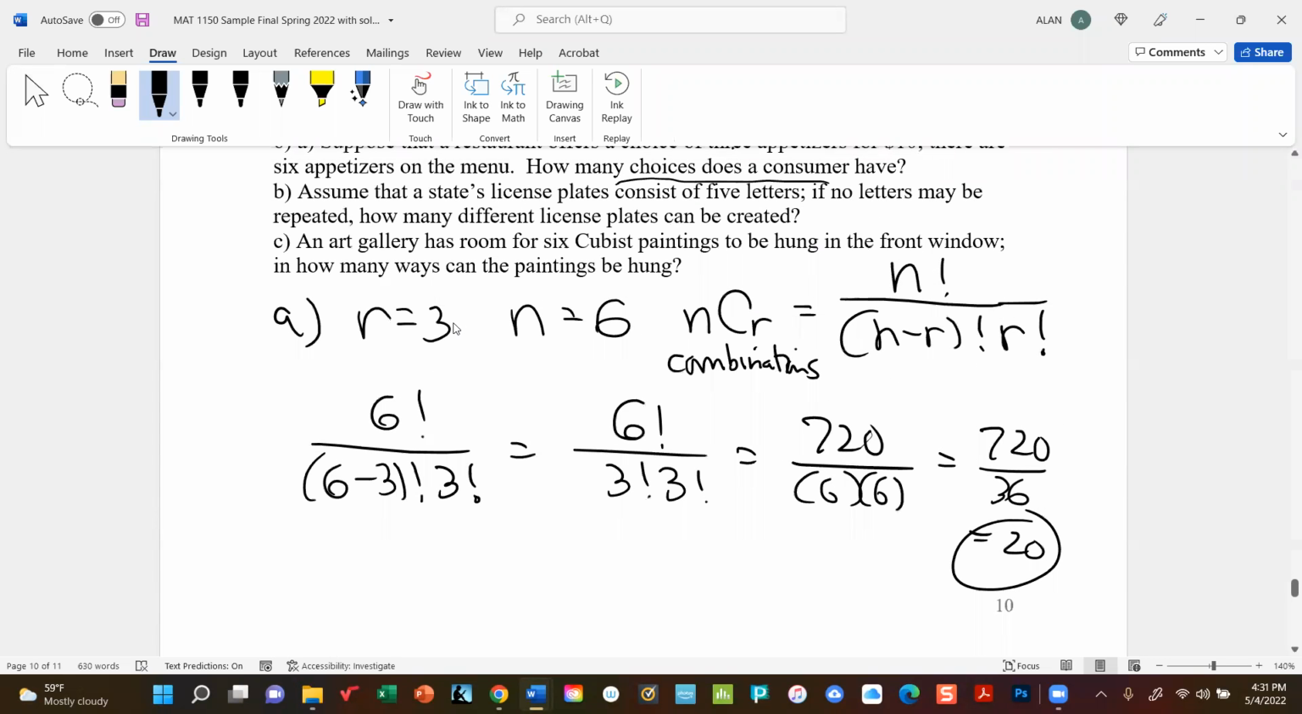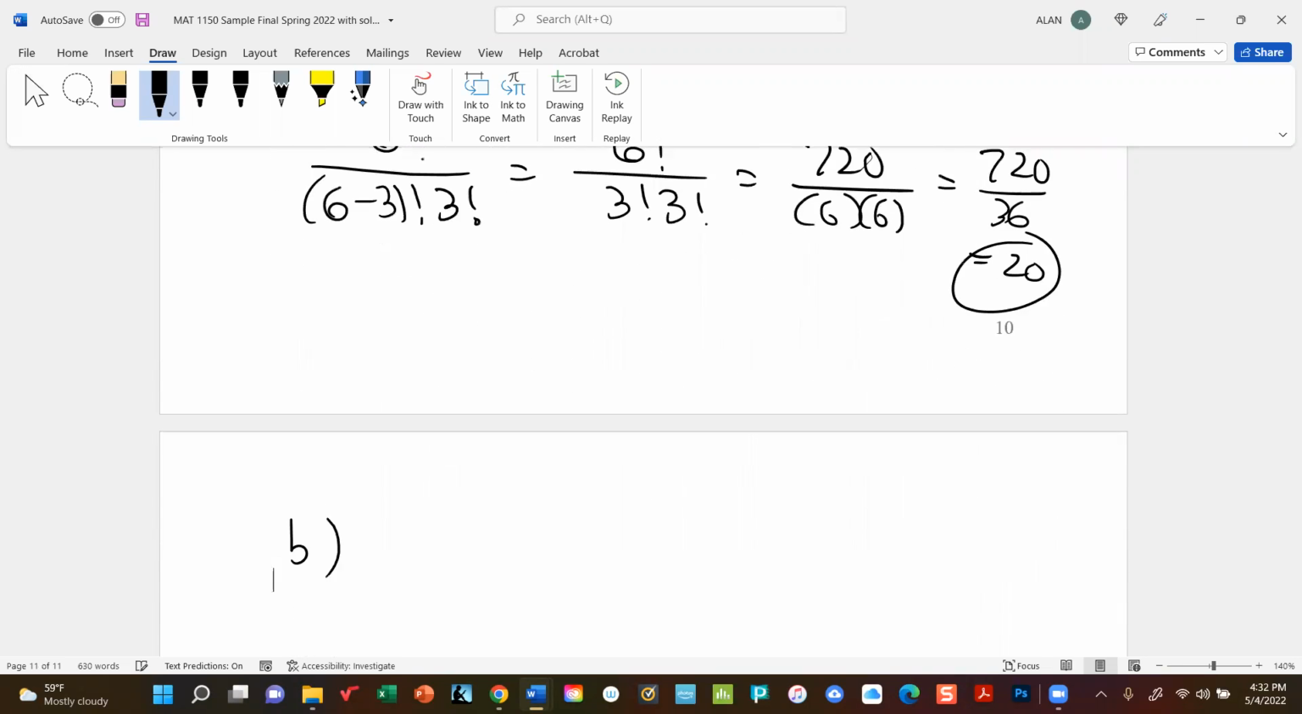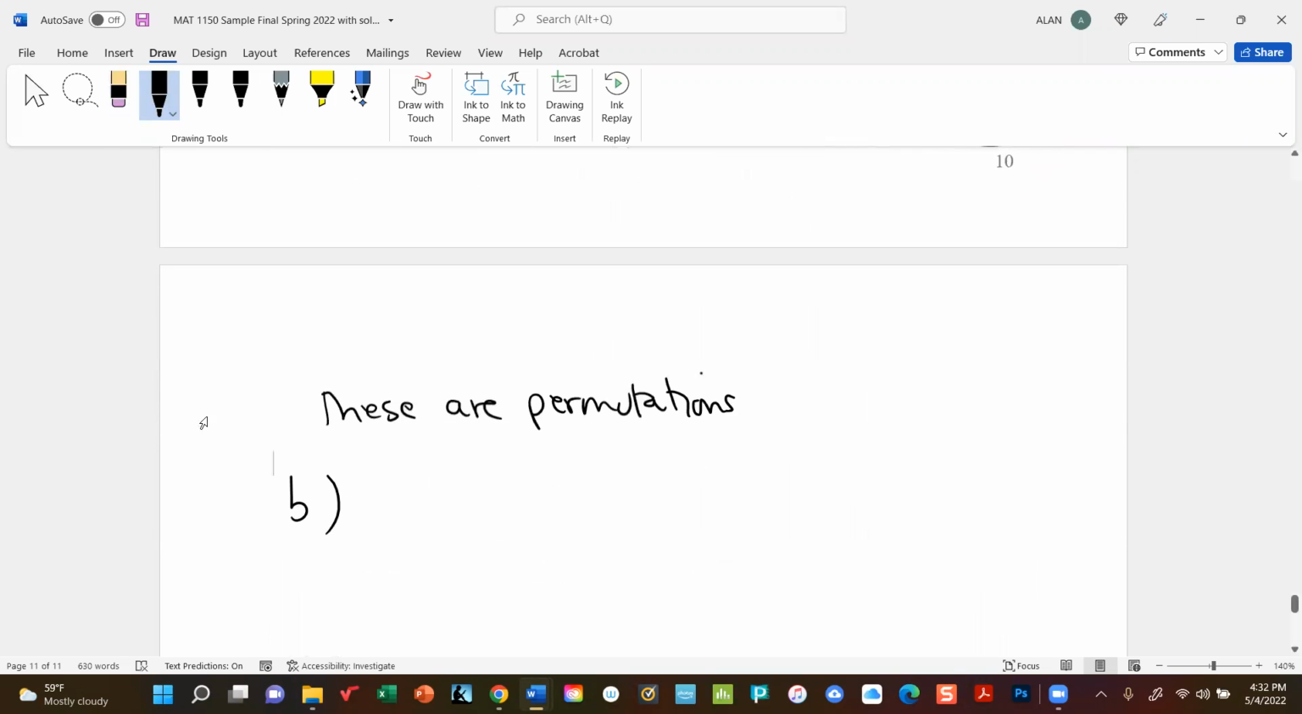Okay, now this is different because the ordering of the letters does matter. So if you have a license plate like, let's just mention this, these are permutations. Because just imagine that you pick for your 5 letters, A, B, C, D, E.